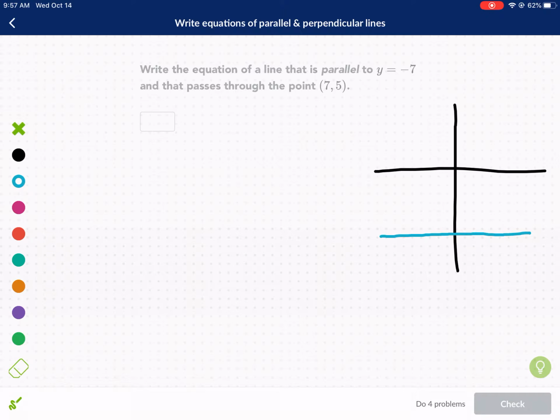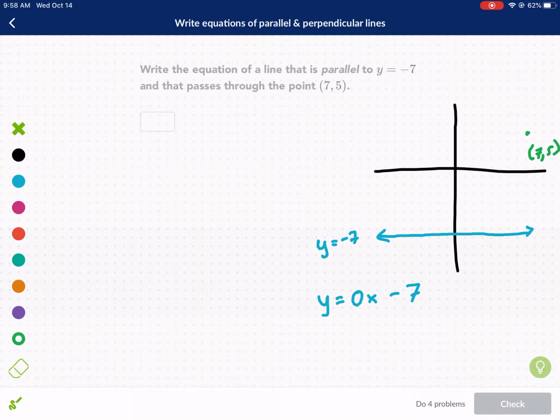So here we have the line y equals -7. It's a horizontal line because if we were to write this into slope-intercept form, the slope is 0 and the y-intercept is -7. If we want to write an equation of a line that is parallel to y equals -7 and passes through the point (7, 5), I'll talk you through how we would do that. So (7, 5) is up here. We'll go ahead and label that point (7, 5).